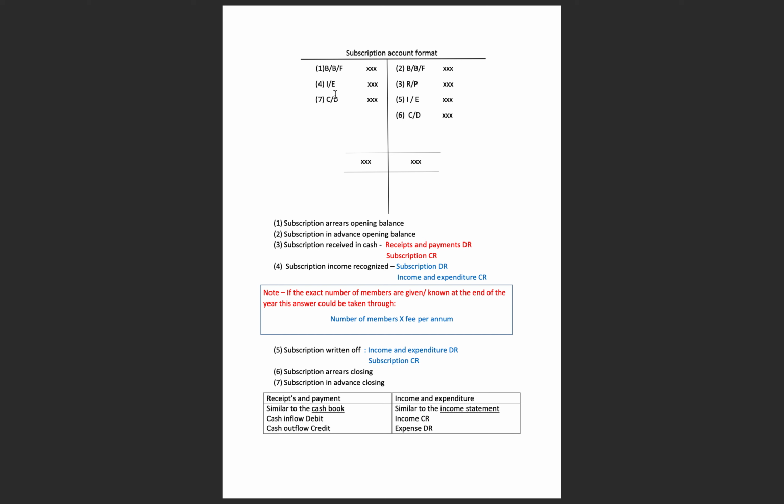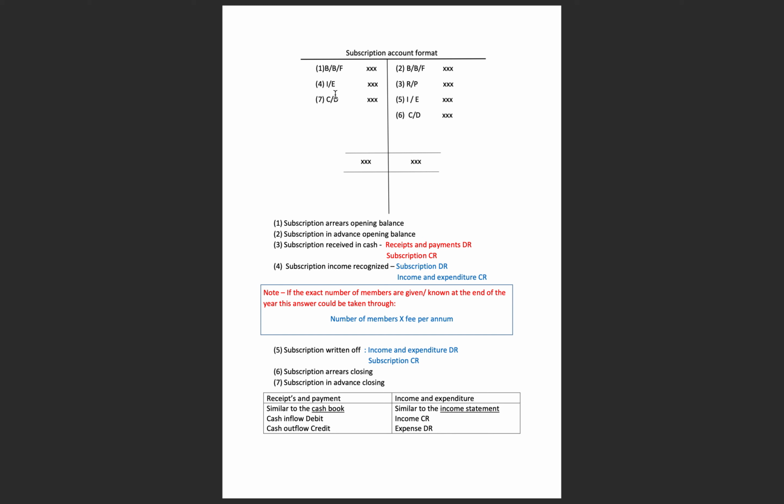Now remember, like I said in the last class, this is one of the most technical lessons in advanced level accounting. That is because you need to be very clear with certain theories. A non-profit organization prepares a different set of accounts. Okay, so let's start off with the subscription account.